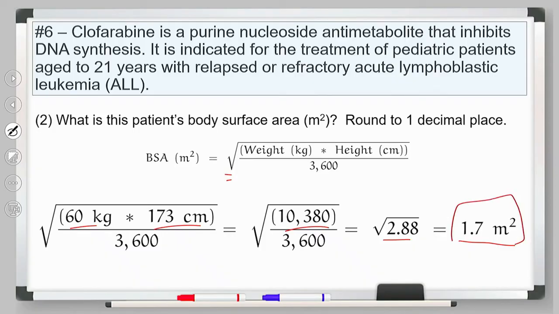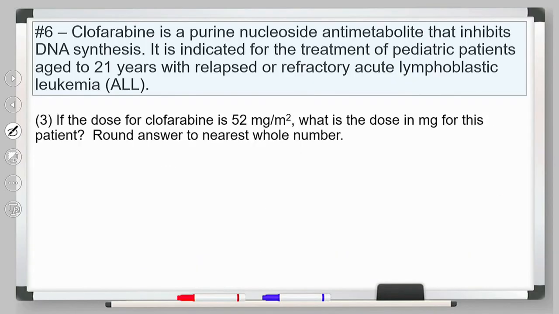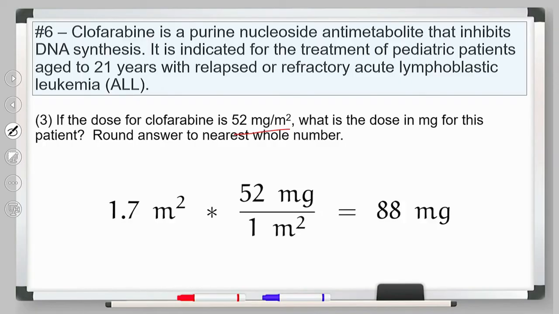Now that I know that, I can calculate a dose, because I know the dose for this drug is 52 milligrams per meter squared. Since I know their body surface area is 1.7 meters squared, multiply that times the dose of 52 milligrams per meter squared. Voila, the dose they need is 88 milligrams. That's where we've kind of stopped in the past.